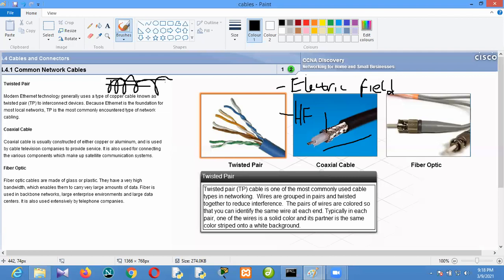Electric field and microwaves. Now you might ask me, how is it that all those radios on the mast still use cables to run from there down?